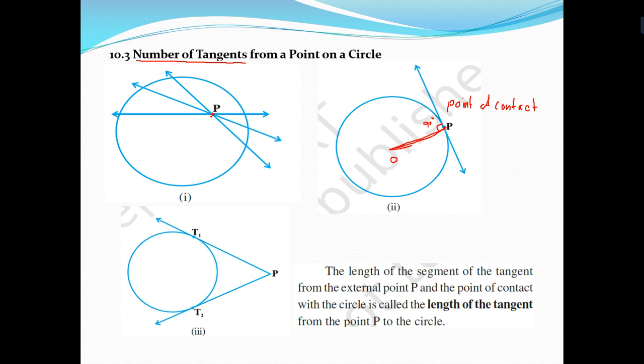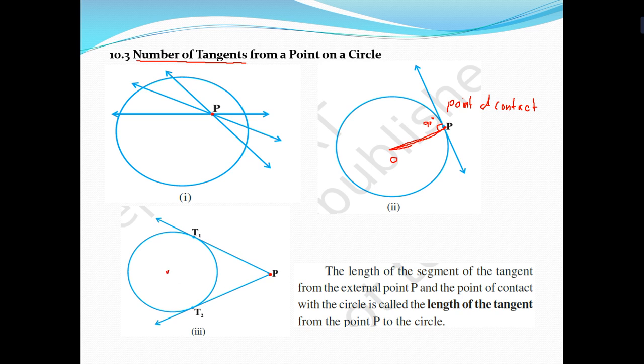Now in the first case point P is inside, so it is a secant. Here it is a tangent, and point P is called the point of contact. But we have discussed the number of tangents. So here there is only one tangent. If you see, first P is inside, then on the circle, now outside the circle in the third condition. P is outside the circle. So when P is outside the circle, we can draw two tangents. That is PT1 and PT2.